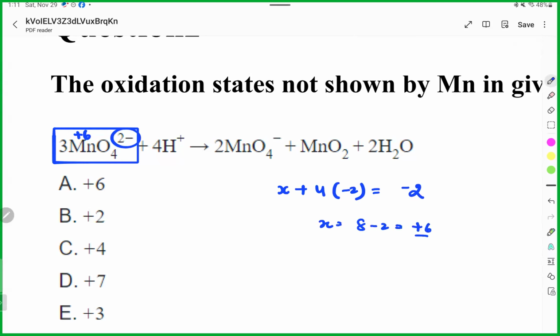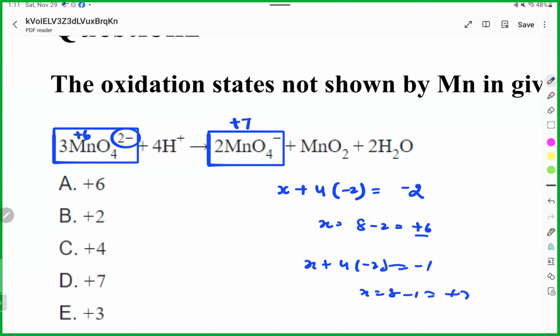What is the charge on manganese in MnO4 negative? 1 manganese X, 4 oxygen, equal to -1. So 8 - 1 gives +7. What is the charge on manganese in MnO2? Mn we take as X and O2 we take as minus, 2 times 2 is 4.